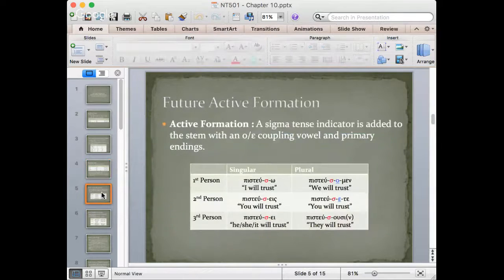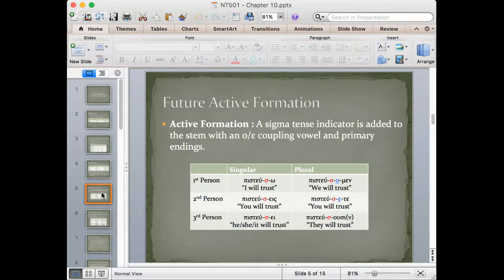Okay, so what does this look like? For the future, I've taken pisteuo and just shown what the future looks like. For the active future, you'll have that pisteu stem. You have the type 1 endings that you've come to know: omega, eis, ei, omen, ete, ousin. I've highlighted in blue where you can see the connecting vowel, the raw connecting vowel in the type 1 ending. You'll never see this. It'll never matter, but I want to highlight it to you because I'm sensitizing you to it today in this lecture. And then the other thing that's been added is a sigma in between the stem and the ending.